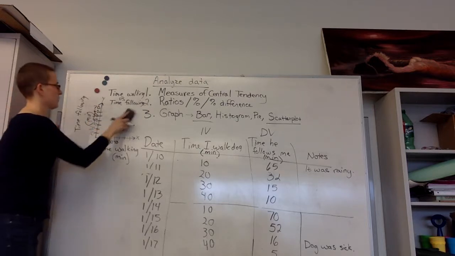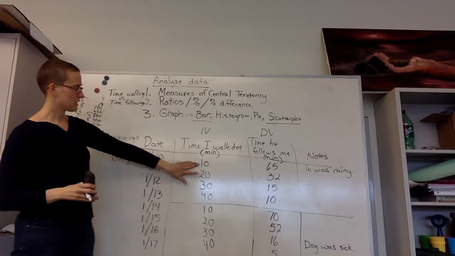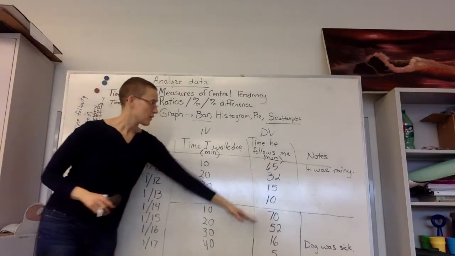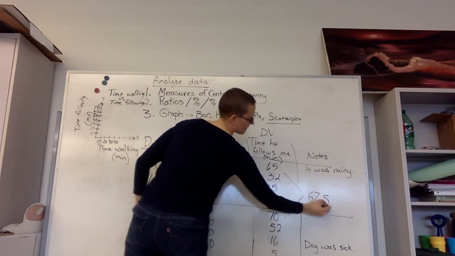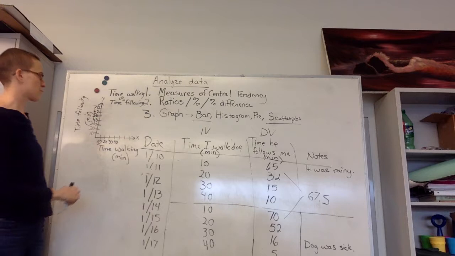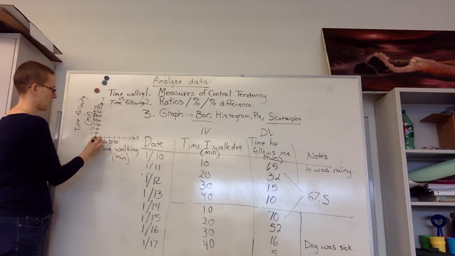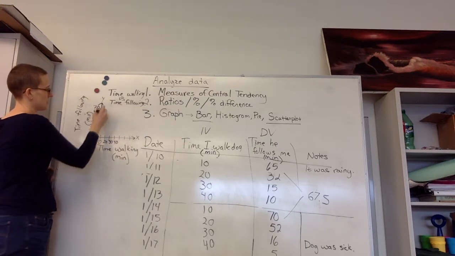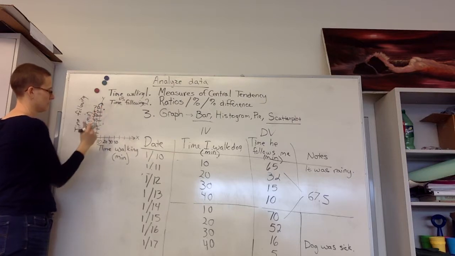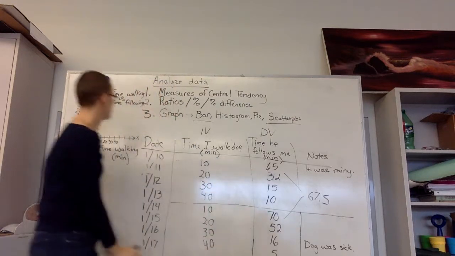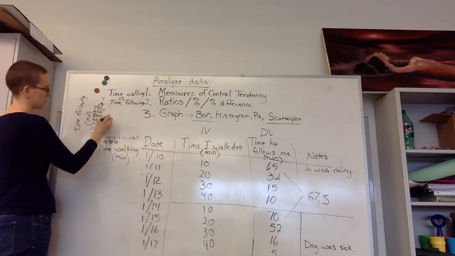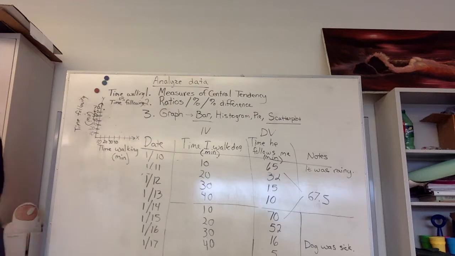And then you're going to plot your points. So for example, my first point, when I found the mean here of 65 and 70, I found it to be 67.5. So if I were to plot this, I would put for my 10 minutes walking, I would do 67.5 and line that up. And then I'd find my average for the next one and plot that. What's going to happen is we're going to see kind of a downward trend when I graph this data. So that's what you're looking for when you're analyzing your data.